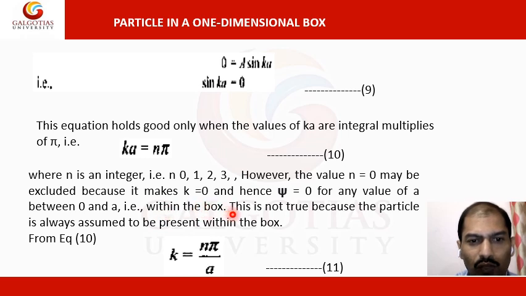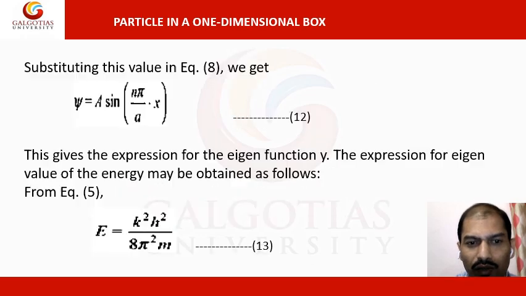So psi equal to 0 for any value between 0 and a within the box is not true, because the particle is always assumed to be present within the box. So k can be seen from this equation as n pi upon a. This value of k can be put into equation number 8, so the equation takes another shape: psi equal to a sin of n pi upon a into x. This gives the expression for the eigenfunction psi.